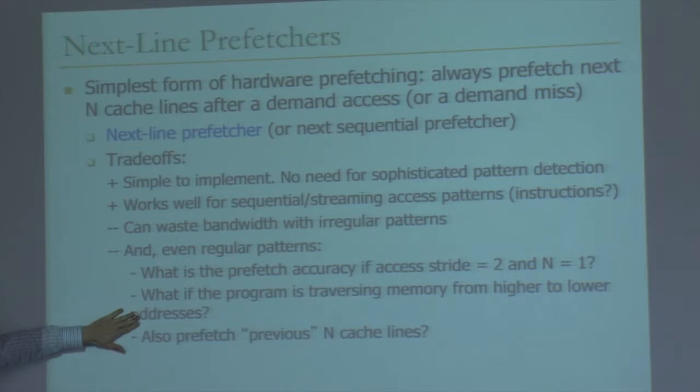What if the program is traversing memory from higher to lower addresses? This kind of assumes that it's traversing from lower to higher addresses. Well, maybe you want to prefetch the previous n cache lines too. Or you want to be a little bit smart. You want to at least figure out the direction where the program is moving, plus or minus, and do next line prefetching or next n line prefetching, plus or minus, depending on the figured out direction. So you can imagine hardware that figures out that direction, right? It just needs to look at two accesses to figure out which direction the processor access pattern is moving. OK? This makes sense, right?